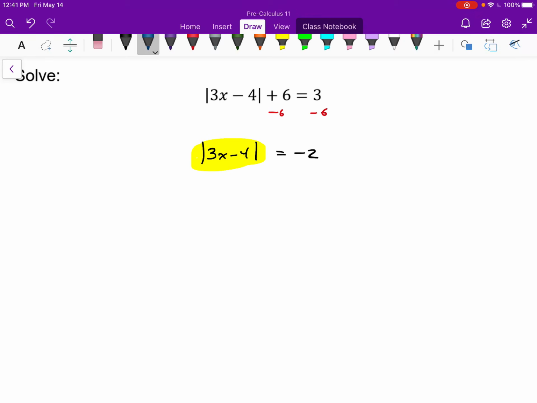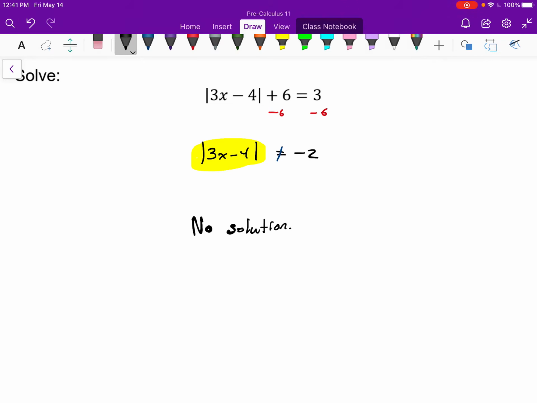And I mentioned this in a previous lesson. The absolute value of 3x minus 4 will never equal negative 2. Absolute value always makes things positive. So there's no way, I don't care what number I put into that, that I can get a negative 2 out of this. So I know this will never have a solution. So I know there's no solution here.